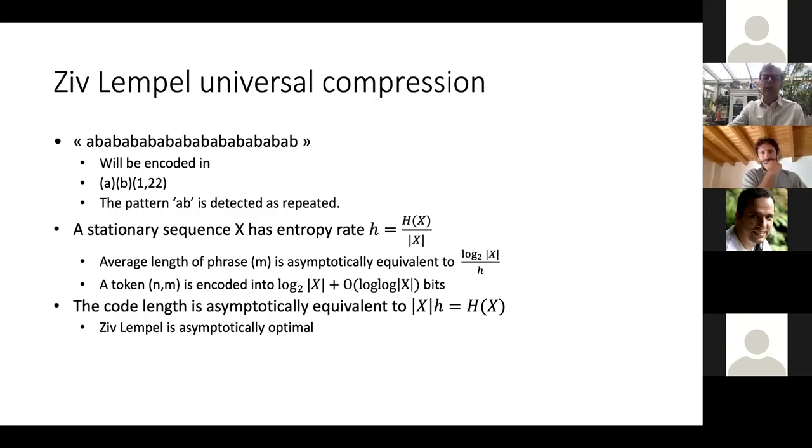We call this something the redundancy. The larger the redundancy, the worse the compression algorithm is. So the issue is to reduce the redundancy part. But anyhow, if you look only at the asymptotic equivalent, Lempel Ziv is asymptotically optimal.